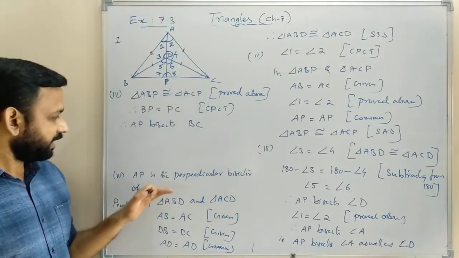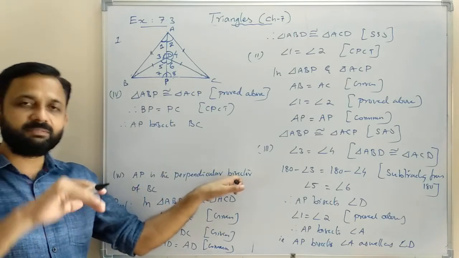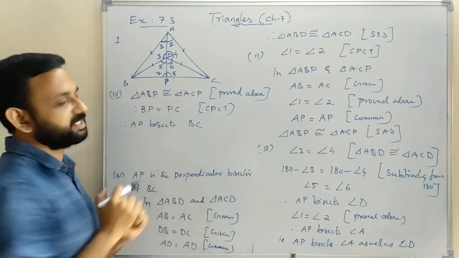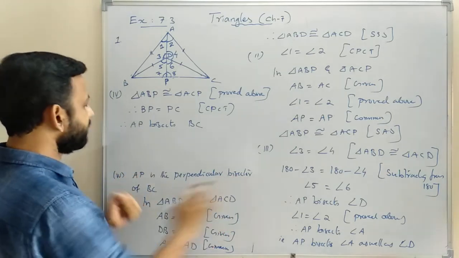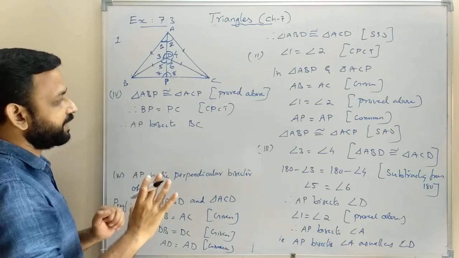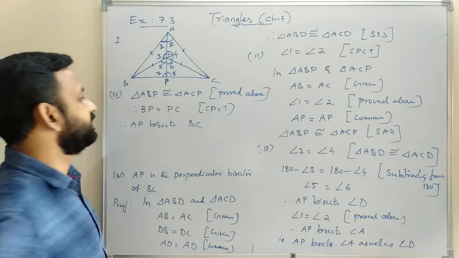Our question is to prove AP is the perpendicular bisector of BC. Now we got AP is the bisector of BC, but we need to prove AP is the perpendicular bisector of BC. Bisector part we got: AP bisects BC. But we need to show AP is perpendicular to BC.